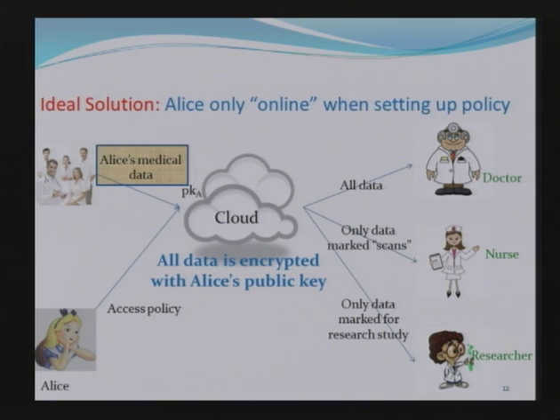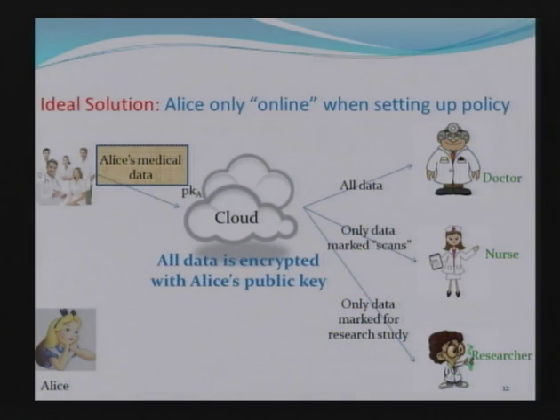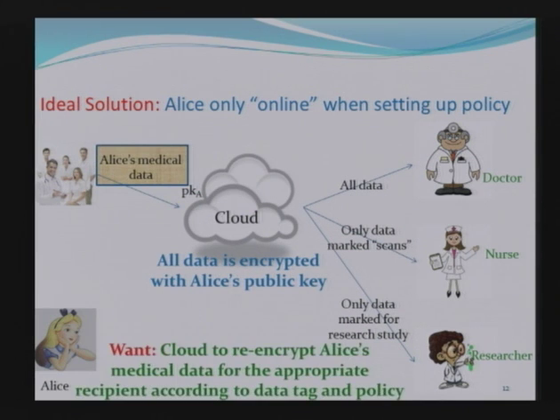Okay. So the ideal solution would be as follows. Alice is online only when setting up the policy. So she sets up the policy and says, these people should get access to these portions of the data. And then she goes away, and she does not need to be available any time afterwards. The hospitals upload Alice's medical data to the cloud. Somehow, the cloud can manage this entire access control and send appropriate data to the appropriate recipients.